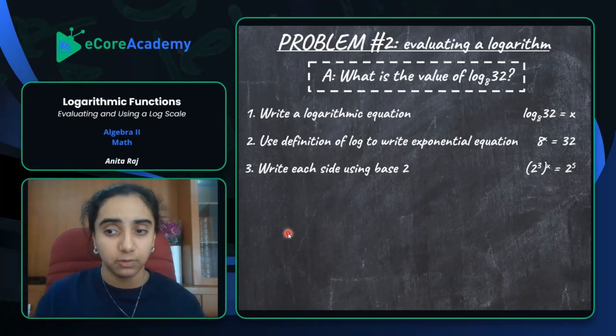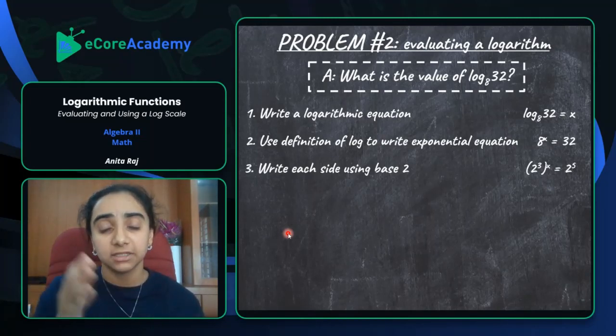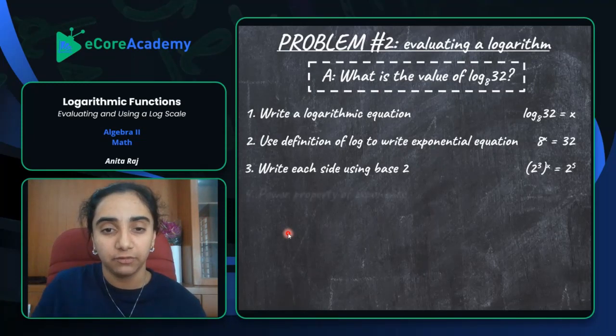As you can see as well, we put a set of parentheses around the 2 cubed because we're raising 2 to the third power first, which is 8, and then we're raising that 8 to the x. So you have to include those parentheses. And on the right side, we just write 2 to the fifth.